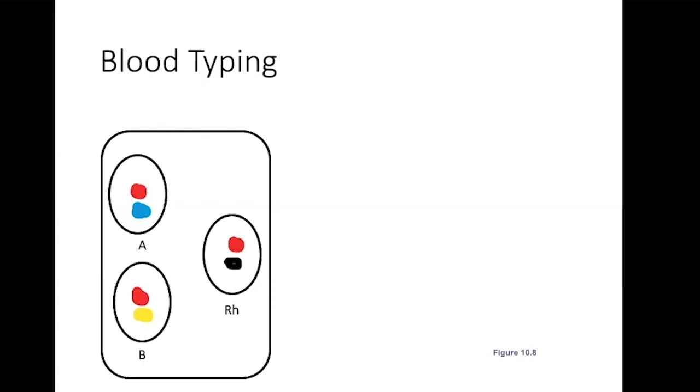A drop of the unknown blood will be put into each one of the wells, and the contents of the wells will be mixed. You will then wait to look for agglutination or clumping. If agglutination occurs, that means that the blood has the antigen of the same type as the antiserum.